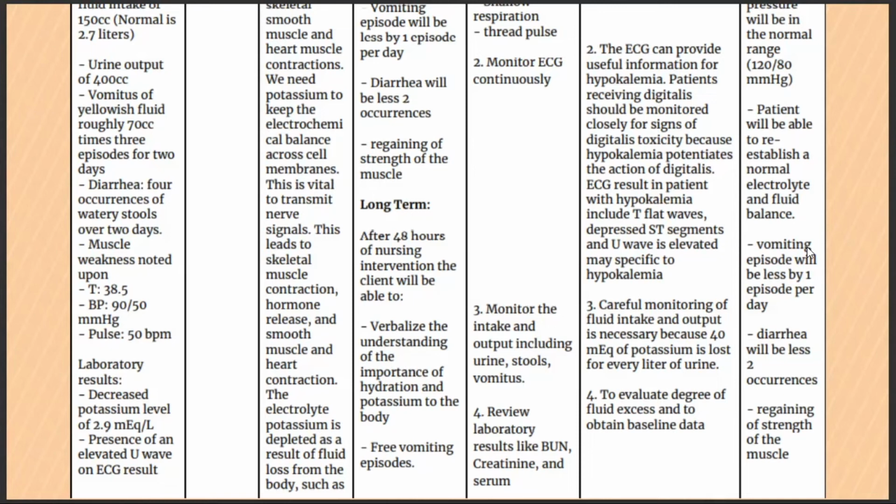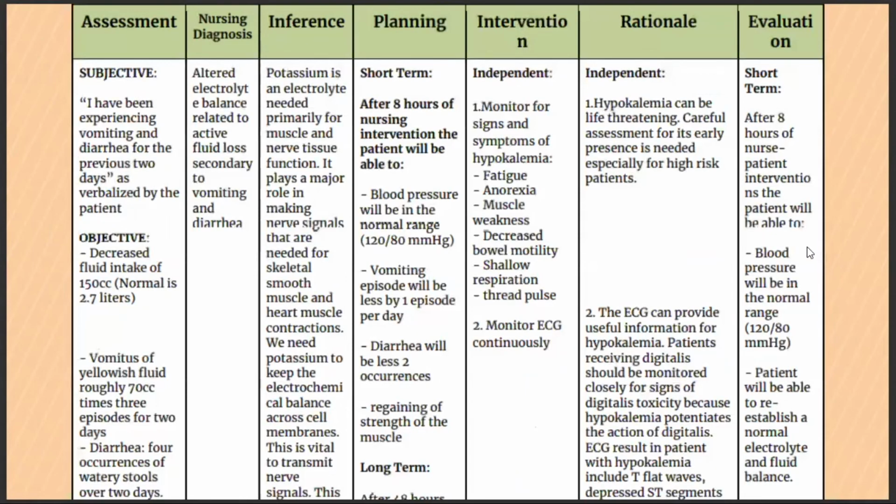And in the laboratory results, there's a decreased potassium level of 2.9 mg per liter. So we all know that the normal potassium level is 3.5. Below that may cause hypokalemia. There is the presence of the elevated or prominent U wave in the ECG results.